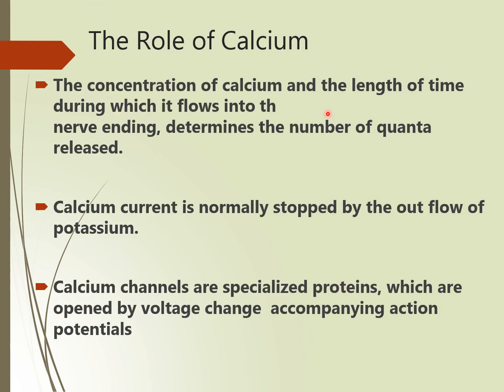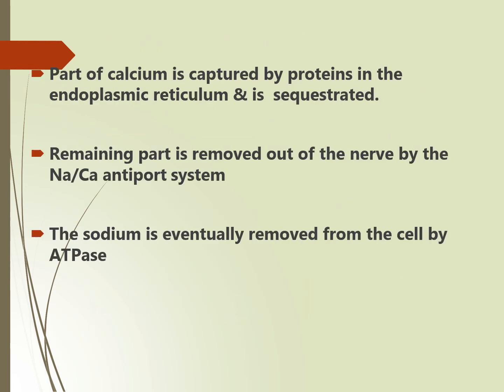And the calcium role is: concentration of calcium and length of time during which it flows into the nerve ending determines the number of quanta, that is packets of ACH in the synaptic vesicles. Calcium current is normally stopped by the outflow of potassium. Calcium channels are specialized proteins which are opened by voltage change accompanying action potentials. Part of calcium is captured by proteins in the endoplasmic reticulum and is sequestrated. The remaining part is removed out of the nerve by the sodium-calcium antiport system. The sodium is eventually removed from the cell by ATPase.